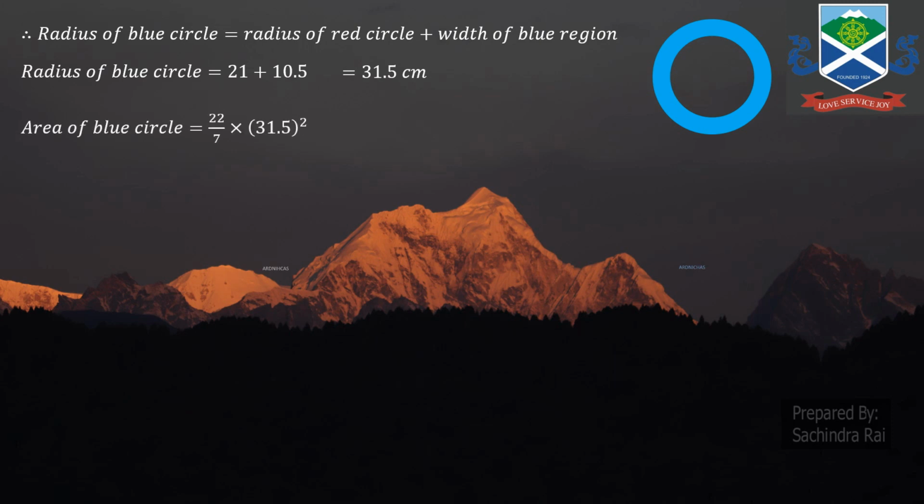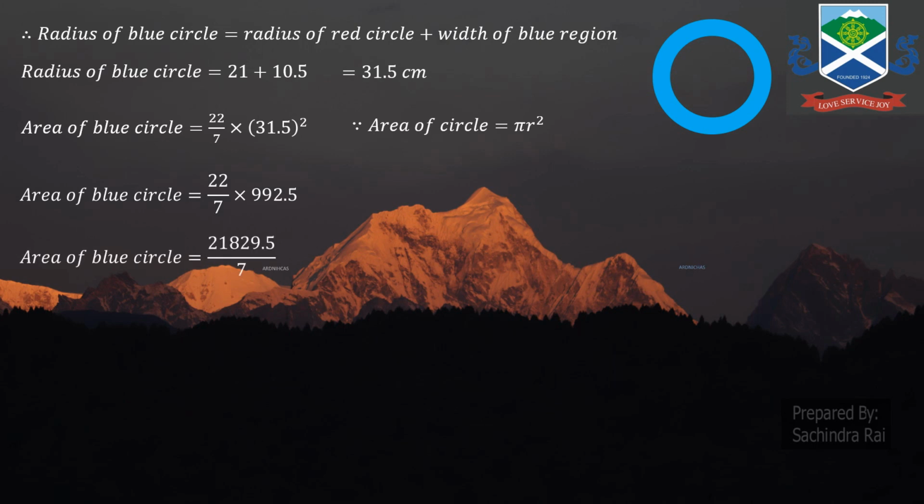Now the area of the blue circle is equal to 22 by 7 into 31.5 square, because we know that the area of a circle is equal to pi r square. After squaring 31.5, we get 992.25, and multiplying 22 and 992.25, we get 21829.5 by 7. After dividing the number by 7, we get 3118.5 centimeters square. That is the area of the blue circle.